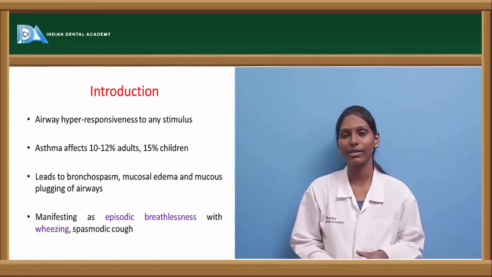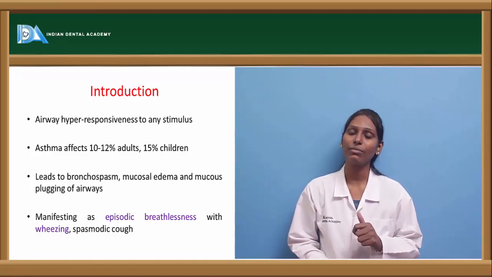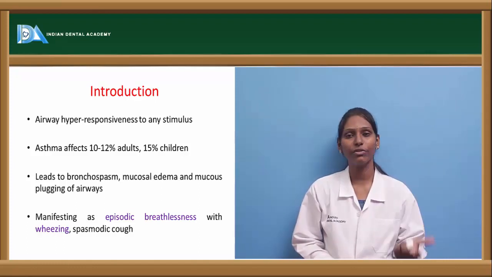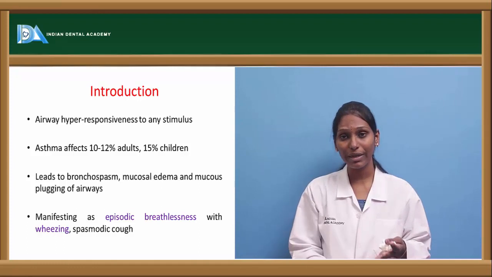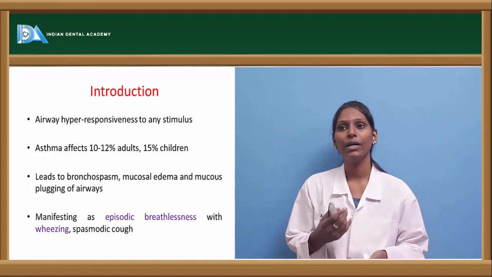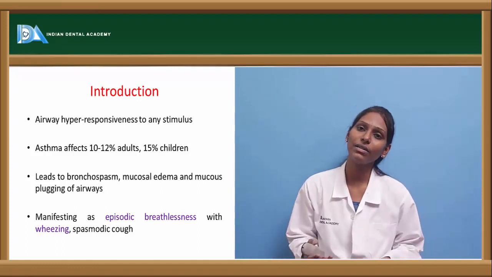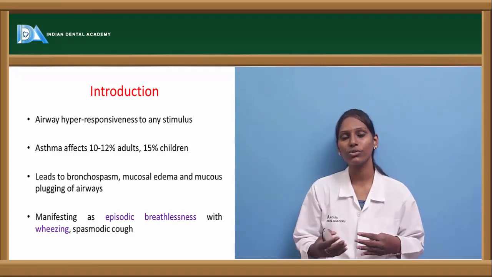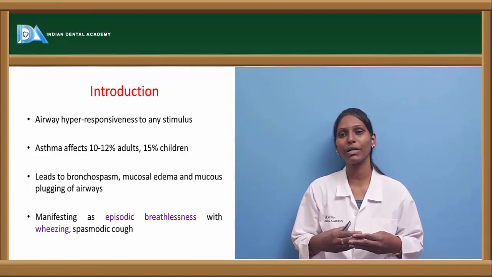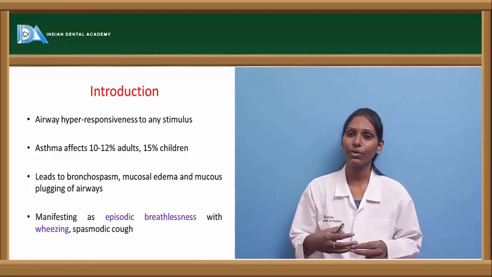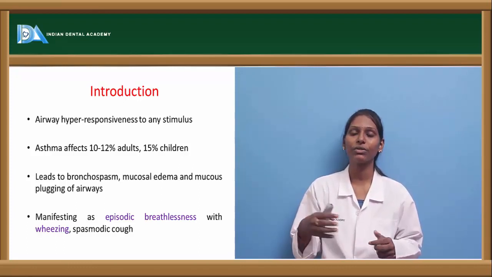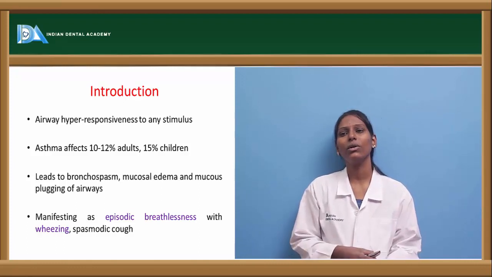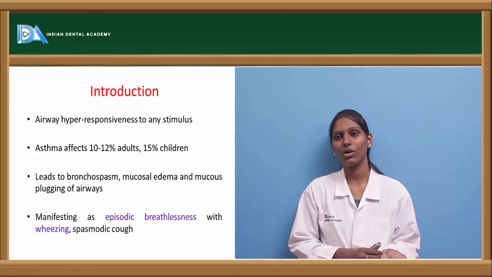the hallmark of asthma. Usually asthma affects about 10 to 12% of adults and about 15% of children. In Western countries, asthma is one of the major hindrances for kids going to school, and it is also an economic burden because of the many leaves and kids not going to school. So it is one of the most common airway obstruction disorders.